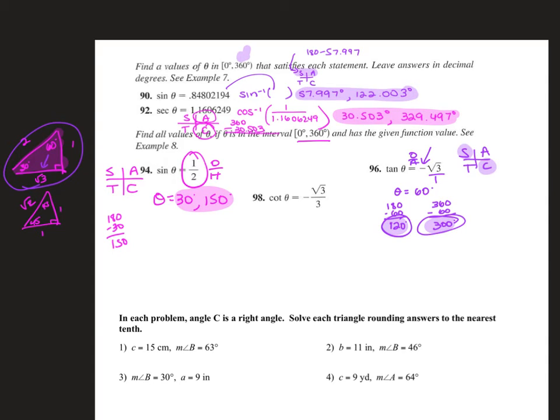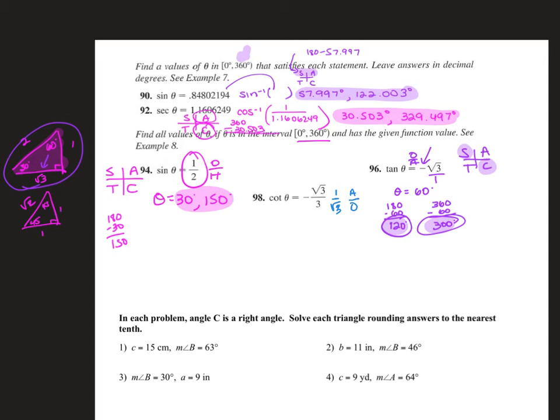And now 98 is cotangent. So cotangent being negative root 3 over 3. This means this was rationalized. So this was 1 over square root 3. And cotangent's adjacent over opposite.